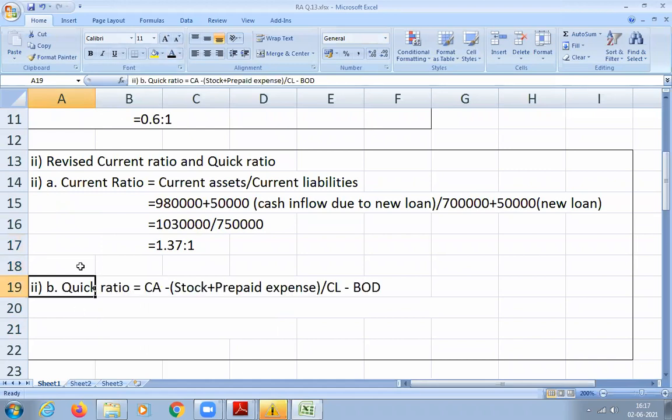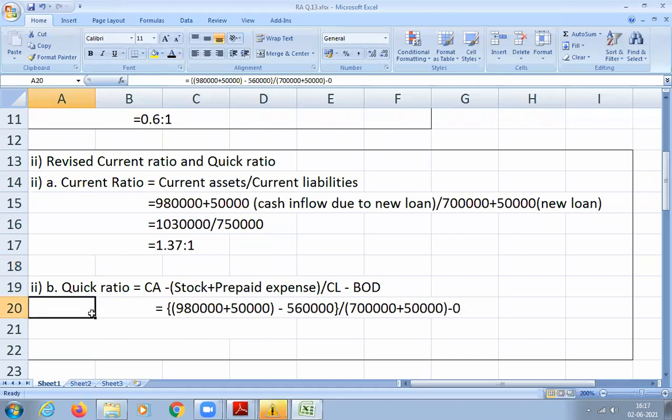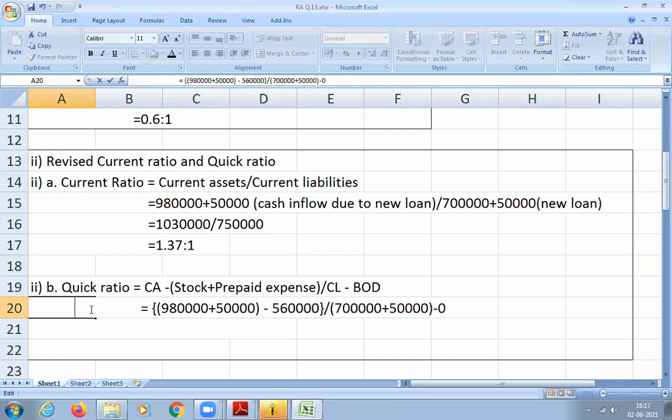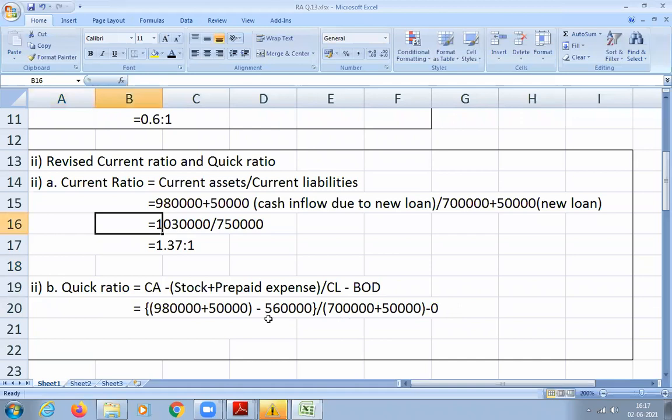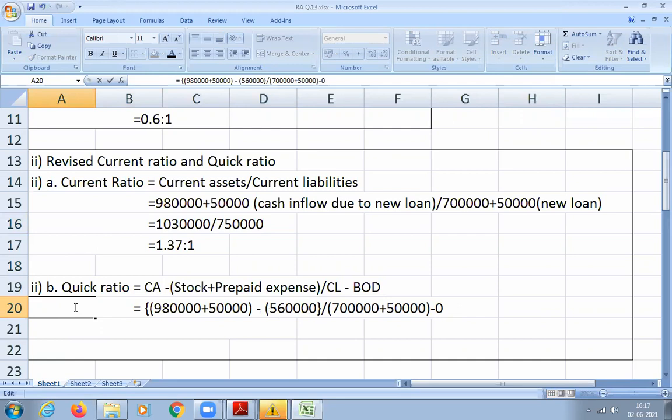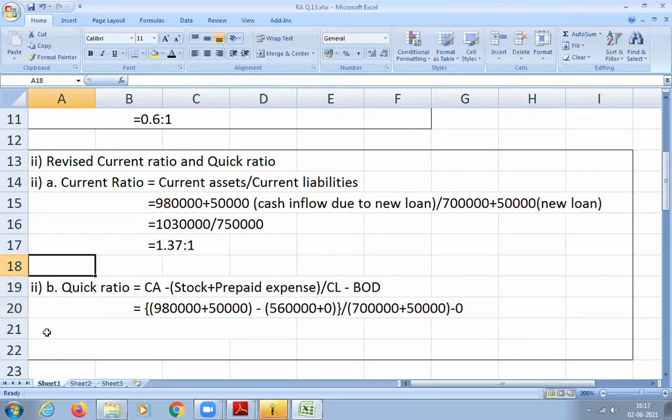Quick ratio, how will you calculate? Everything is the same except current assets will increase by 50,000 and current liabilities will also increase by 50,000. So substitute: 9.8 lakhs plus 50,000. We already know stock is the same, so take stock as it is, 5.6 lakhs. Prepaid expense is not given, so we will take it as 0. Divided by 7 lakhs plus 50,000. He has not given anything about bank OD, so you take it as 0.